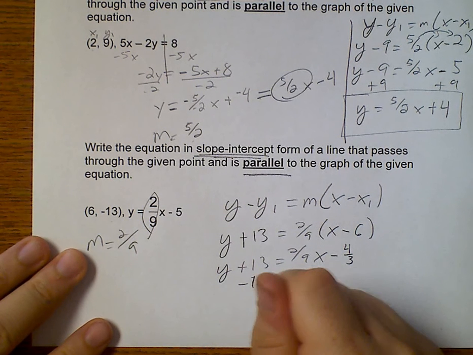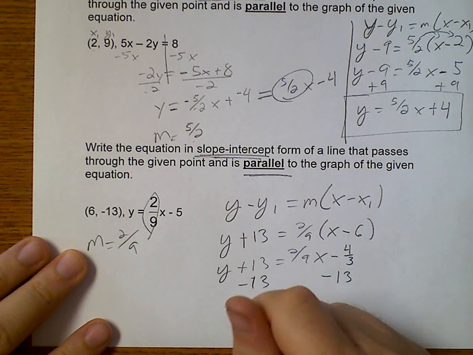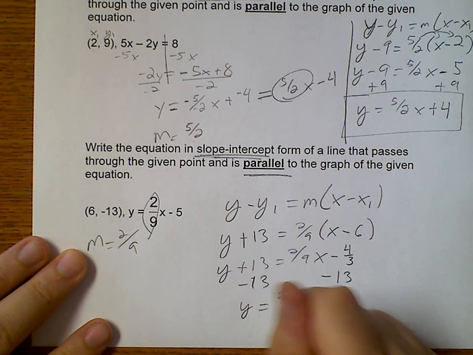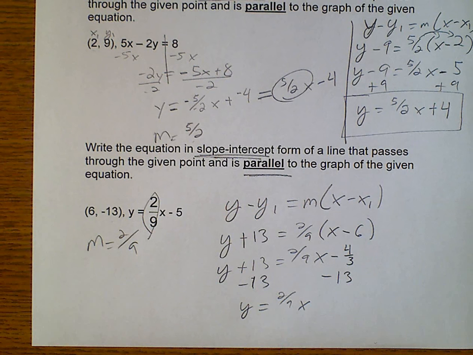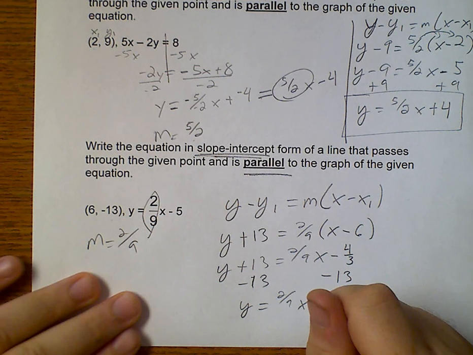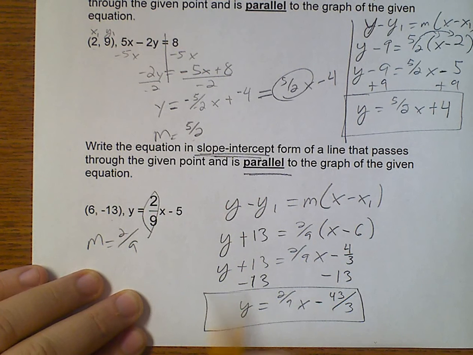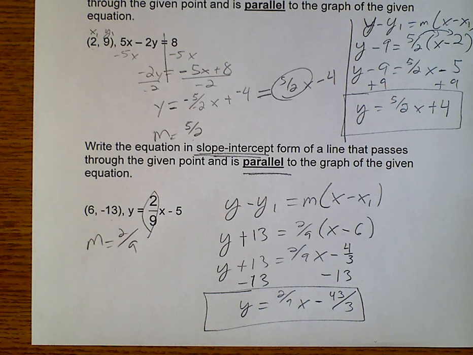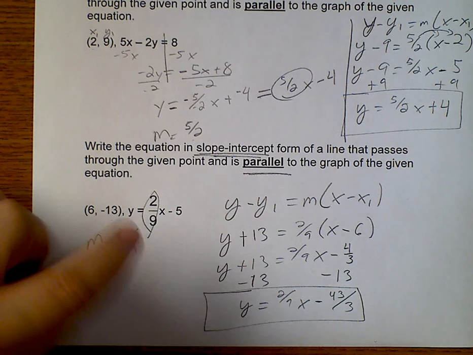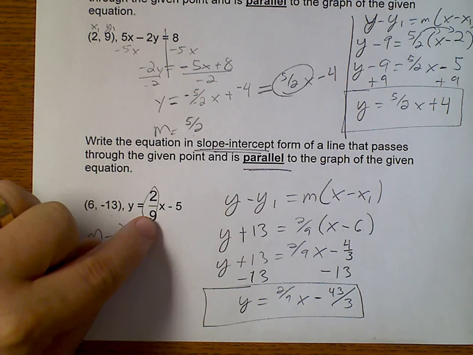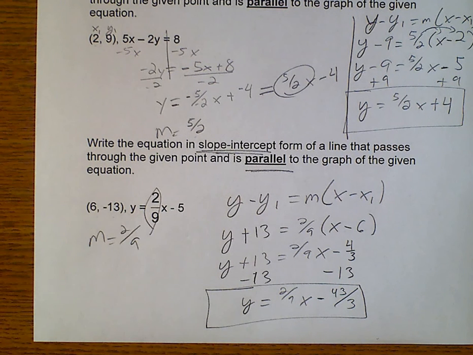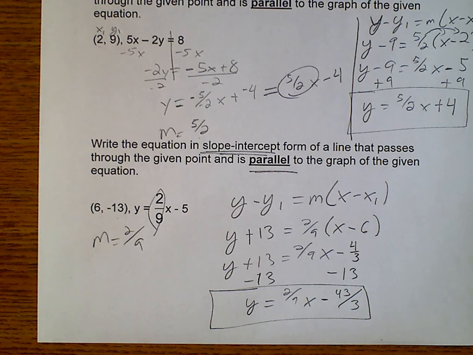I will subtract 13. And y equals 2/9 x. If I do a negative 4/3 minus 13, I get minus 43 over 3. And I know that number looks very weird. The reason is because multiplying 6 by 9, dividing 6 by 9 doesn't give you nice, pretty numbers.